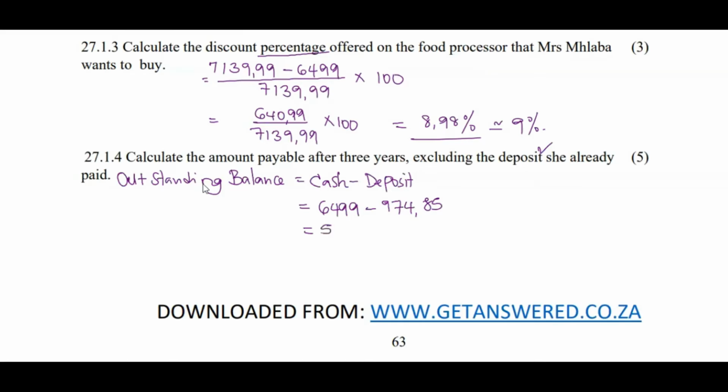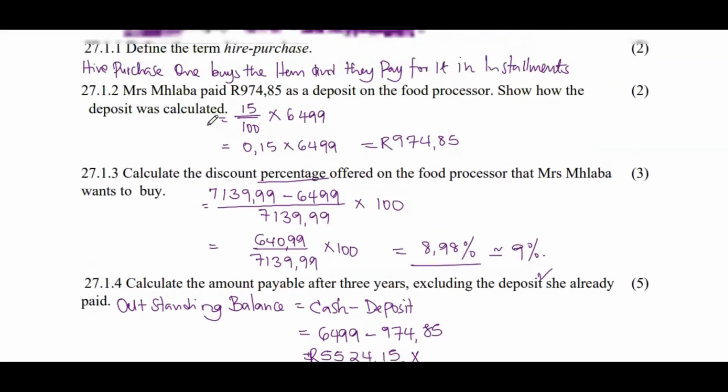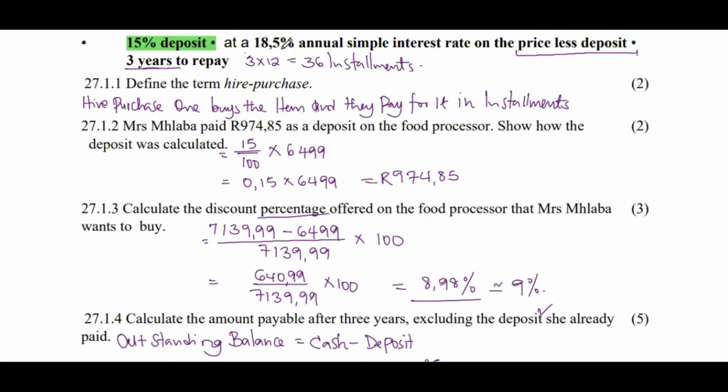So you have the outstanding balance. But this outstanding balance is going to be paid back with an interest. And I told you the interest that we use here is usually simple interest. So if it's paid back with an interest, how much will be paid back? So we need to look for the interest. So we shall multiply this by the interest we saw in the scenario. It's 18.5%.